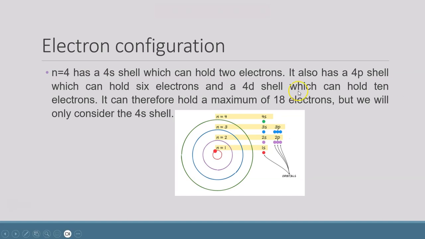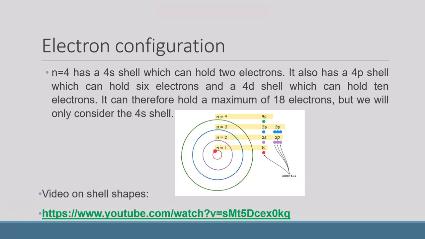And N equals 4 has a 4s shell that can hold 2 electrons. We're not concerned about the rest of the structure of the fourth energy level. We're only looking at the 4s shell, meaning the S shell in the fourth energy level.